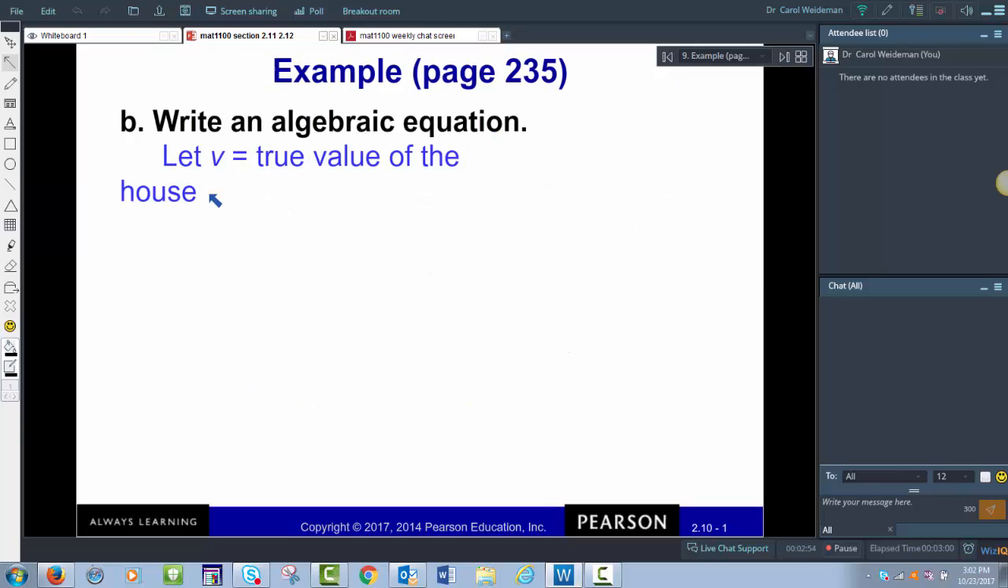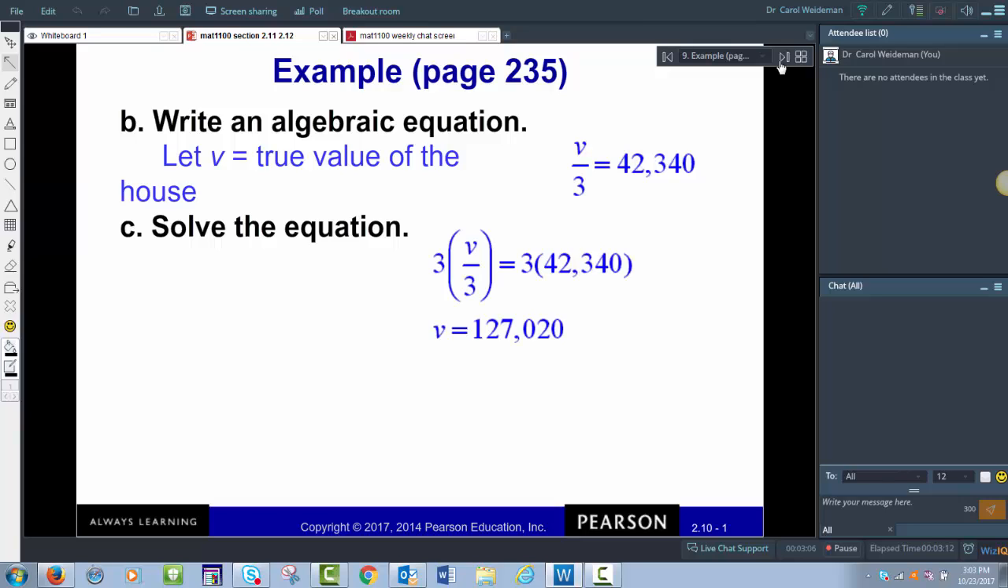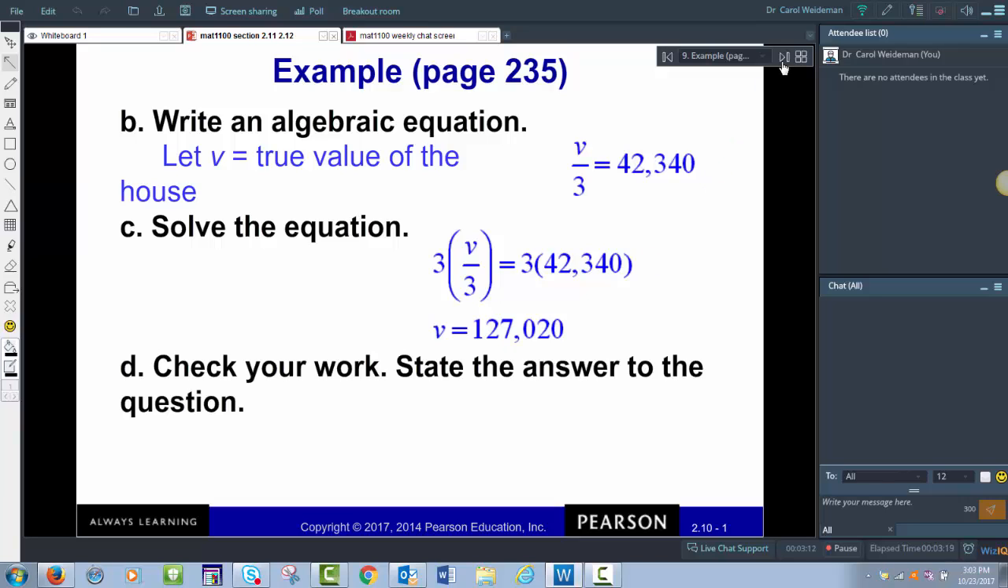V is going to be the true value of your house, and we know the true value of our house divided by 3 gives us the appraised value of $42,340. We solve the equation by multiplying both sides by 3, and we come up with a home value of $127,020. And we want to check to make sure it's correct. So $127,020 divided by 3 does get us the appraised value.